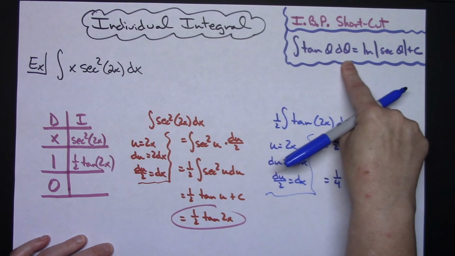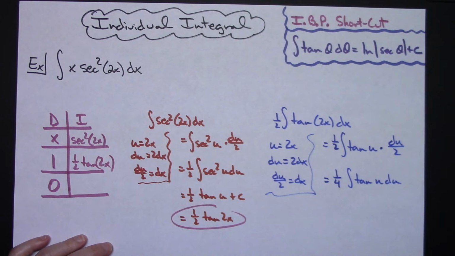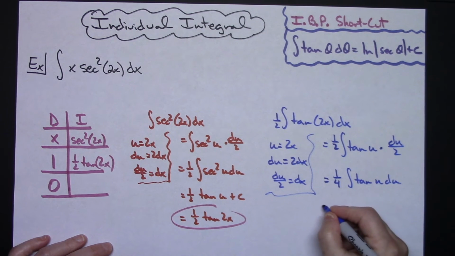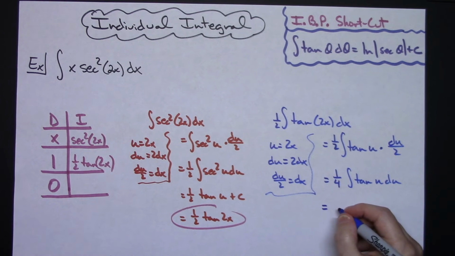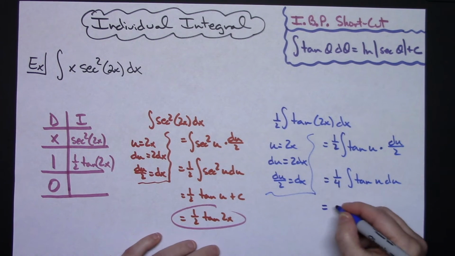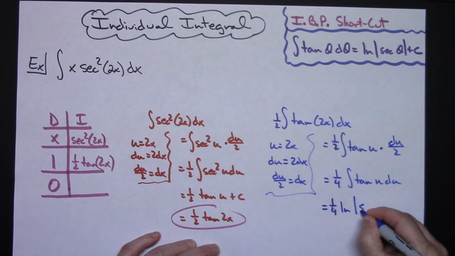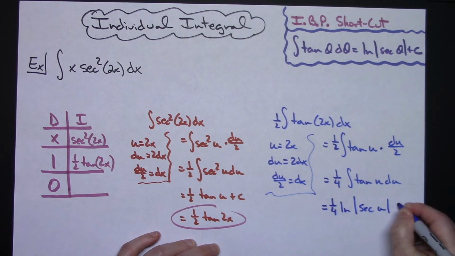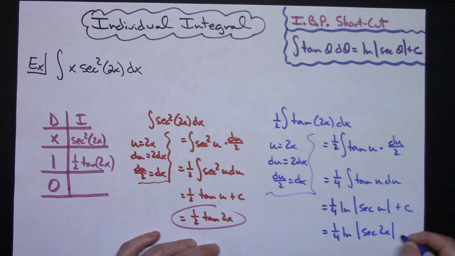Alright, and then here again, if you have this memorized as being the natural log absolute value secant theta, then it makes this integration kind of easy. If you don't have that memorized, I would definitely put that on your list of things that need to be memorized. So we'd have a 1/4 natural log, absolute value, secant u, and then again the plus c right now is not really important, replacing u with what it is, 1/4 natural log, absolute value, secant 2x.